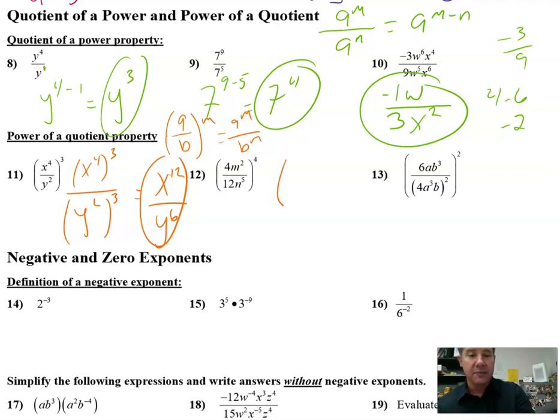4 over 12 simplifies to 1/3. M over n, I can't simplify those. So those are going to stay the same. But I want to simplify on the inside to begin with. Then I'm going to raise everything inside to the fourth power.